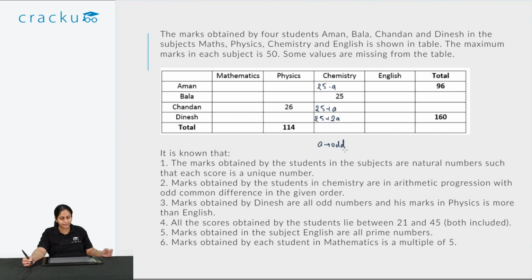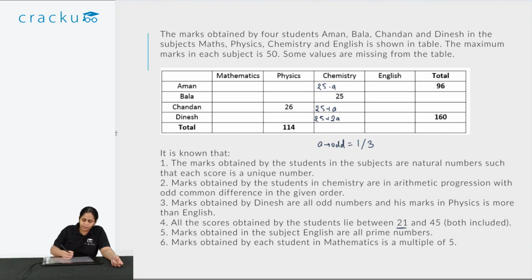This makes it much easier, because if 25 minus A can at max be 21, then that puts a severe limit on what A can be. So A can at max be 4. A can't be 0 because it has to be an odd number. So A can be either 1 or 3. It can't be 5 because then Aman's score in chemistry will be 20, which is lower than this lower bound. So A can be only 1 or 3 as such.